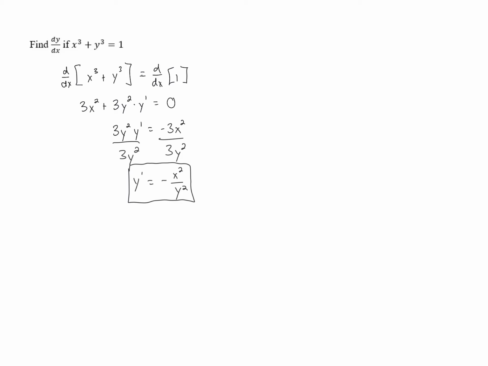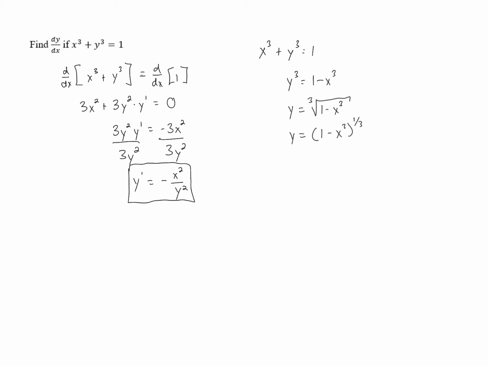We also could write this equation in the form where y is a function of x. If we have x cubed plus y cubed equals 1, we could subtract x cubed from both sides, giving us y cubed equals 1 minus x cubed. And then we can take the cube root of both sides to get y alone. That gives us y equals the cube root of 1 minus x cubed. Or we could think of this as y equals 1 minus x cubed to the 1/3 power, either way.